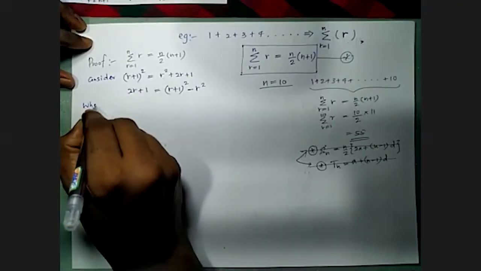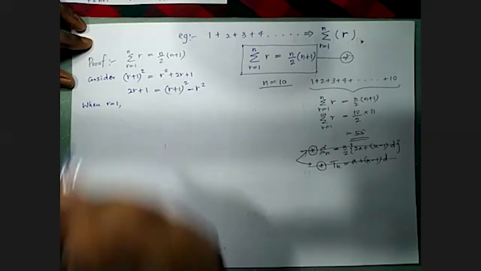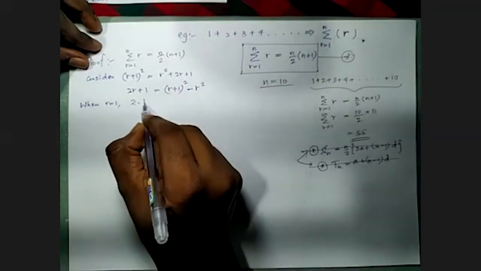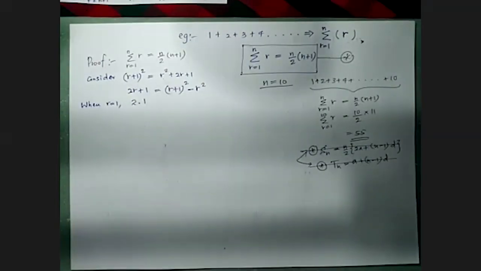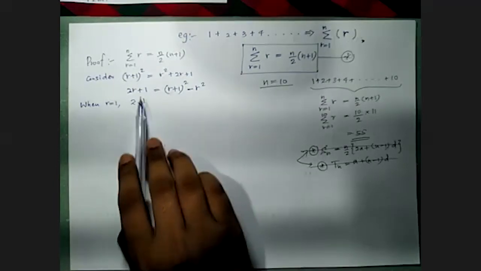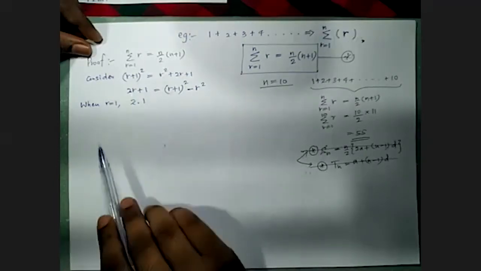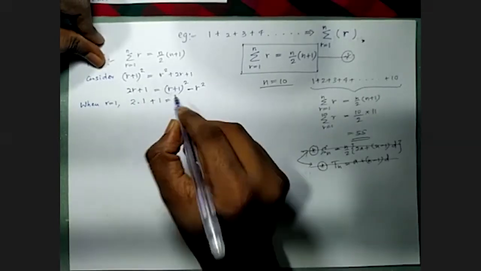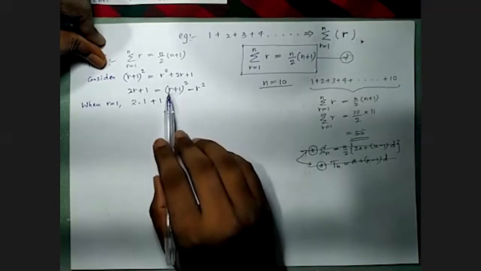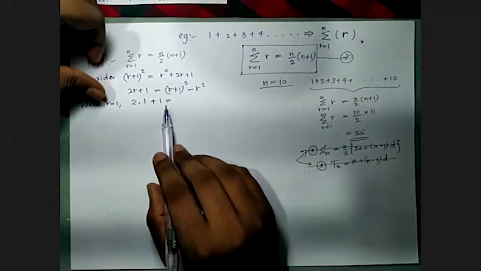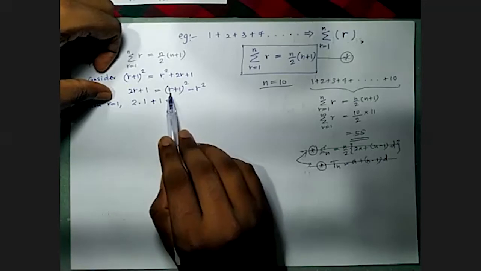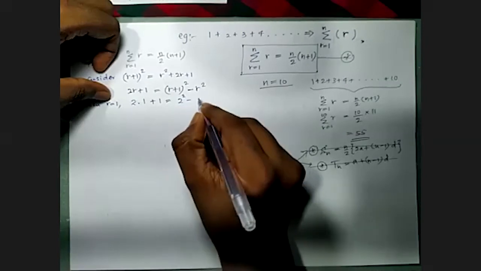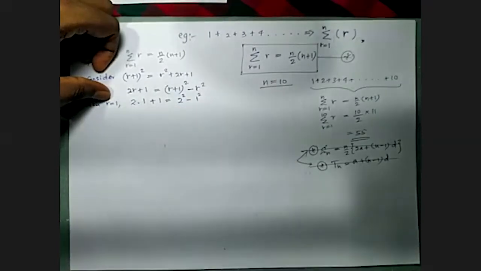I am going to substitute r equals 1. Then what will happen to this term? It becomes 2 times 1. Okay, don't multiply and write the final answer. Just write 2 into 1. Plus 1, no change for that term. Then what will happen to this bracket? Now here you have to substitute and write the answer as a square. When r becomes 1, 1 plus 1 squared is 2 squared. Substitute 1 here, this becomes 1 squared.